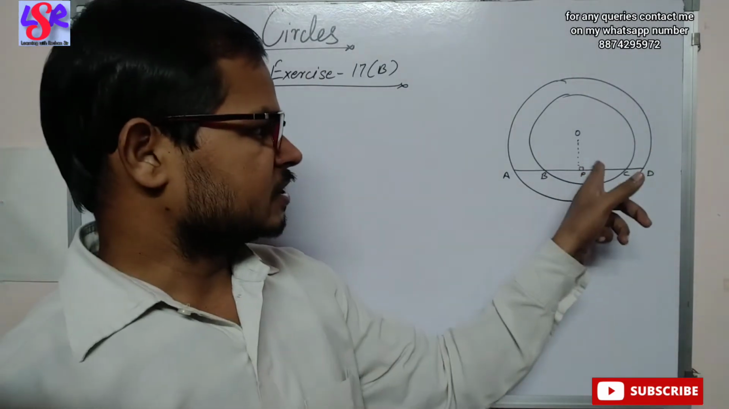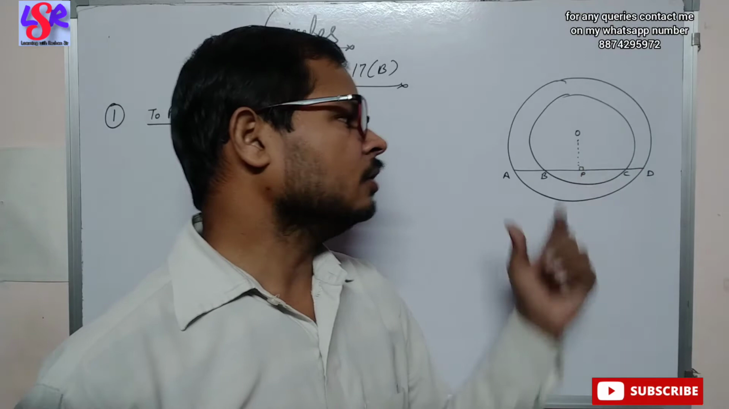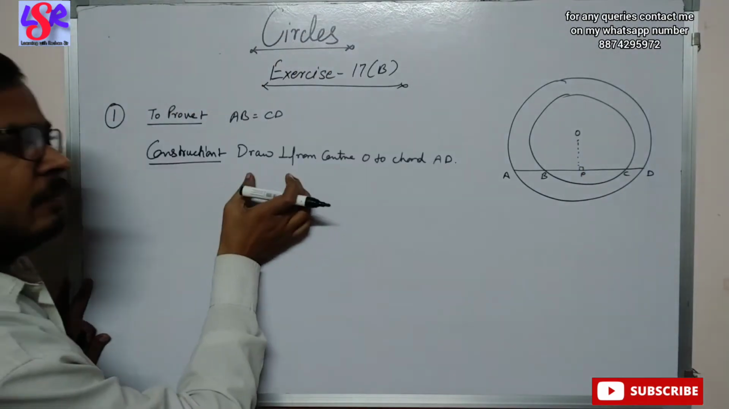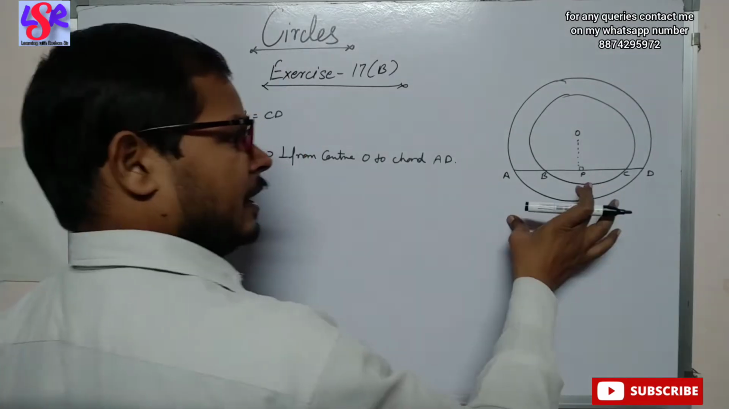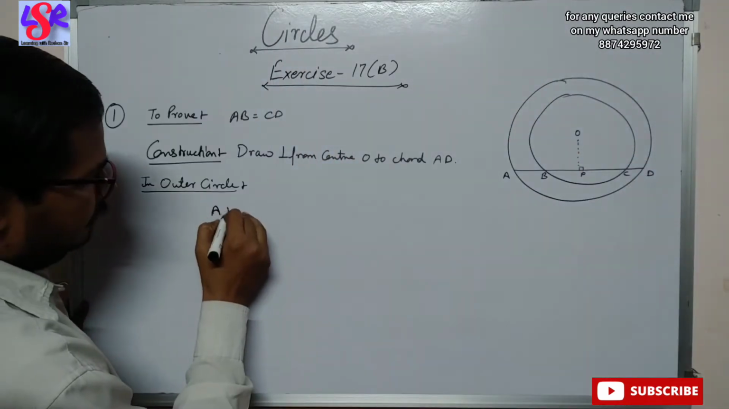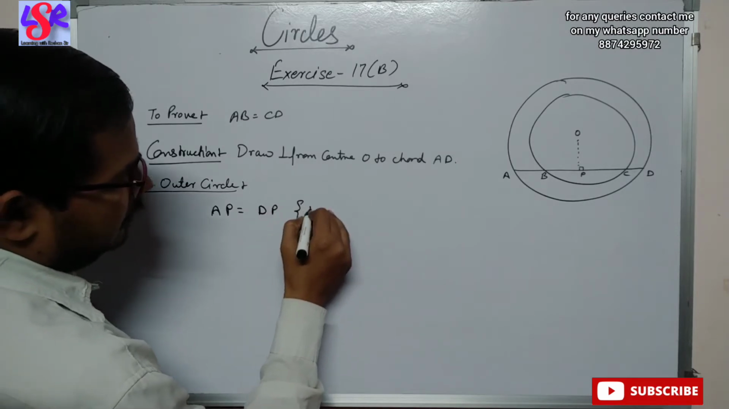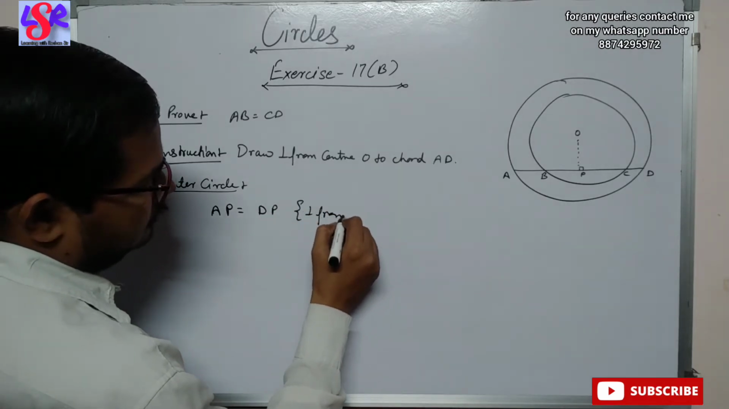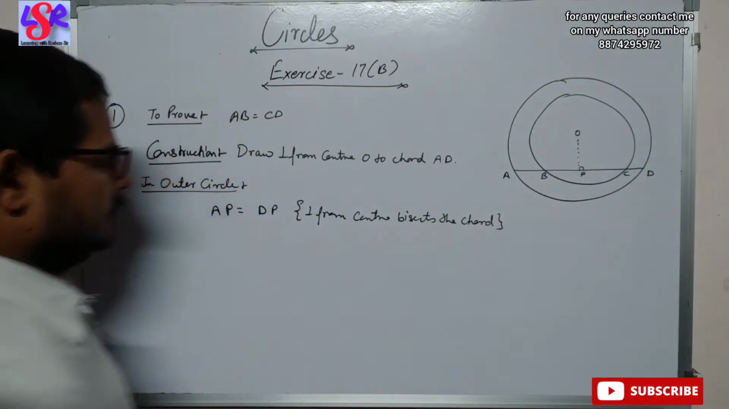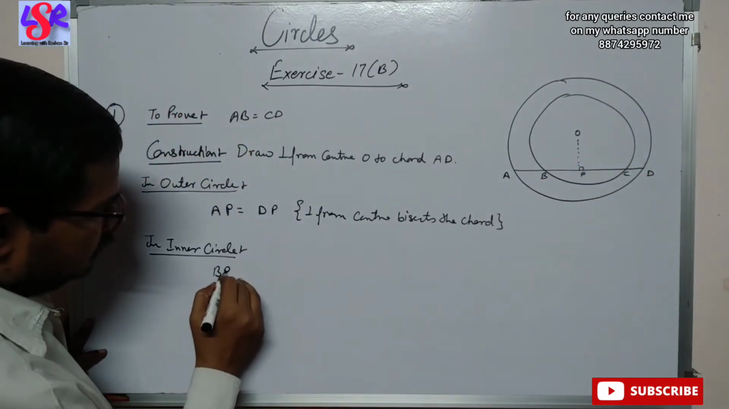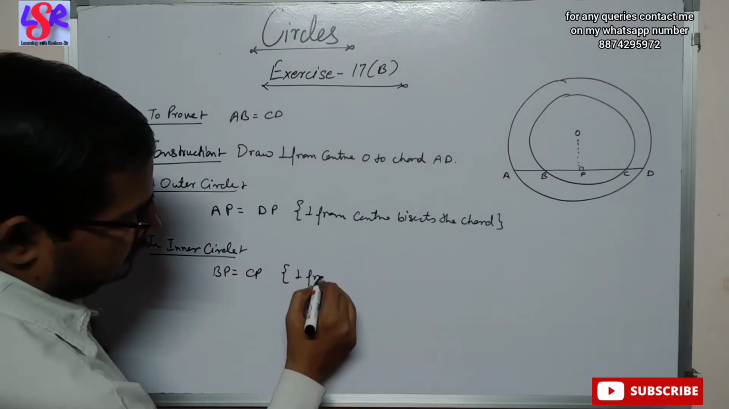So first of all, we write the construction part, that is, we have to draw a perpendicular from O to the chord AD. Now after drawing a perpendicular from center O to the chord AD, we get the point P, and in the outer circle AP will be equal to DP as the perpendicular from the center bisects the chord, and in the inner circle also BP will be equal to CP. So here we get BP equals CP, and the reason is the perpendicular from the center bisects the chord.